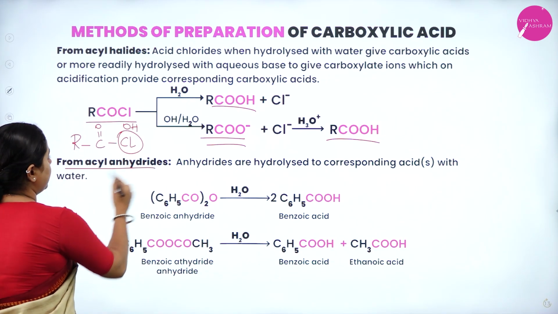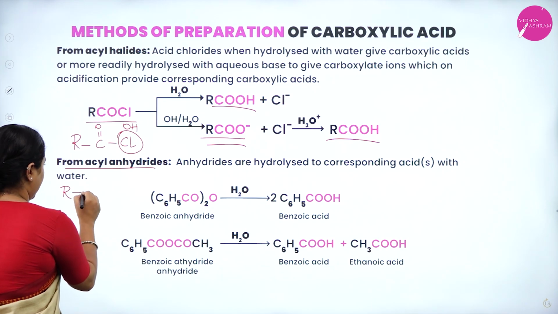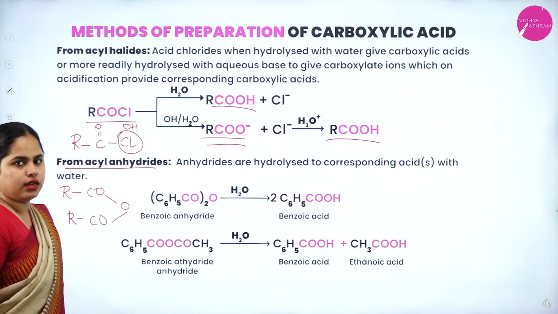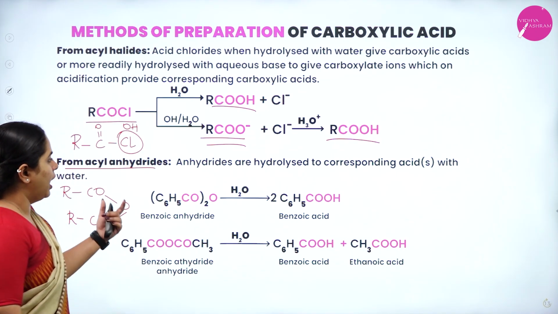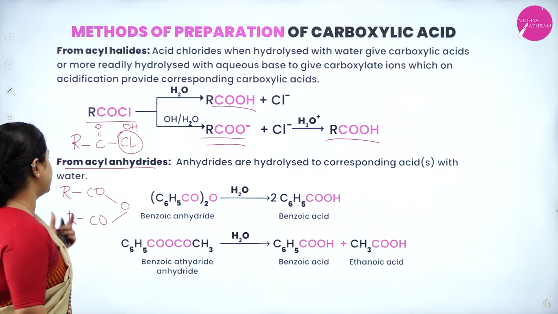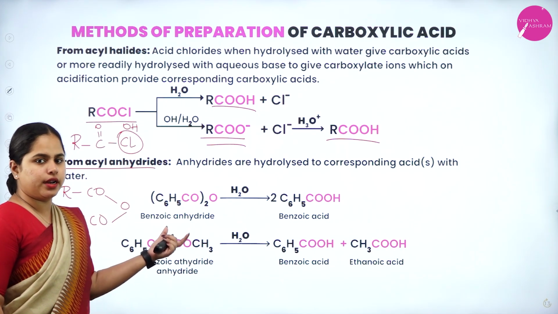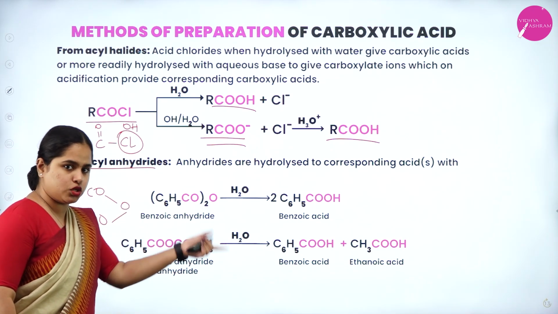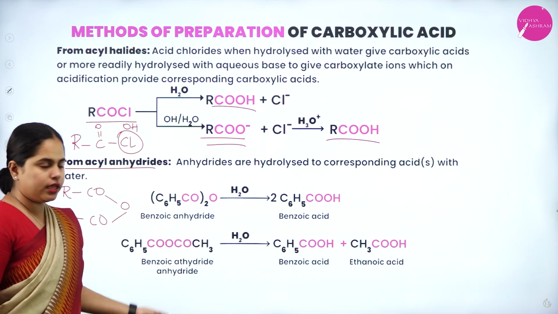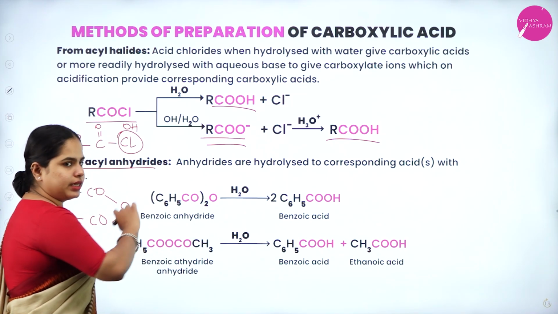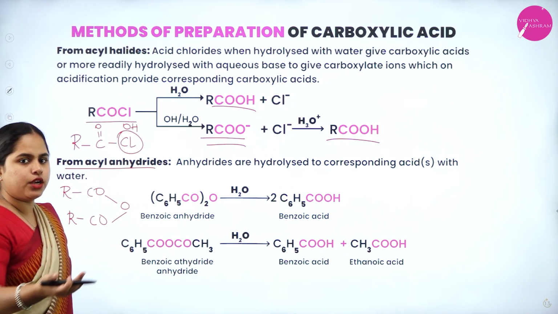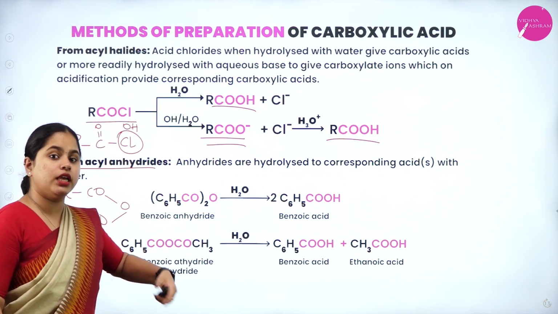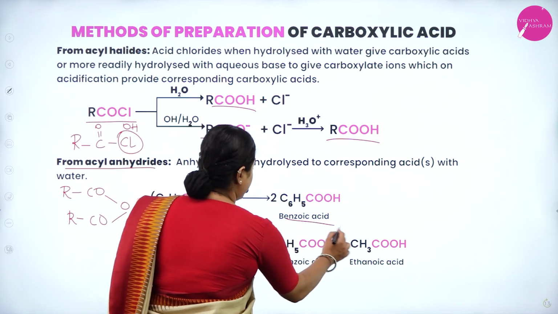Next one is from acyl anhydride. Now what is an acid anhydride? RCO and RCO, this is called an acid anhydride, right? Anhydrides are hydrolyzed to corresponding acids with water. So we have taken benzoic anhydride here. So the R here is C6H5, so C6H5CO twice O, as you can see here. Hydrolyzing, what you are going to get depends on the alkyl or aryl group you have taken, based on that you are getting the carboxylic acid. So C6H5COOH will be formed, that is benzoic acid.